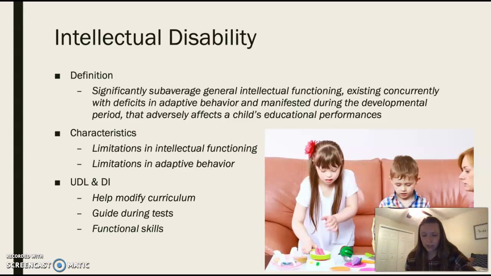There are 3 categories: conceptual, which would be language, reading, writing, money, things of that nature, which is something that a speech and language pathologist would focus on a lot. Social, responsibility, self-esteem, things of that nature, and then practical daily living tasks. These are all things that an individual with intellectual disability may need help with. So ways to help them would be modifying curriculum, guiding them during tests, and then helping them with those functional skills, as well as the social and language, reading, writing, things of that.